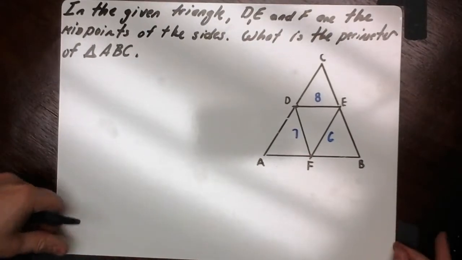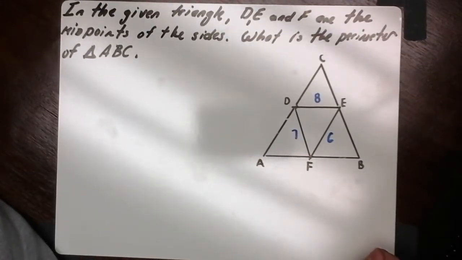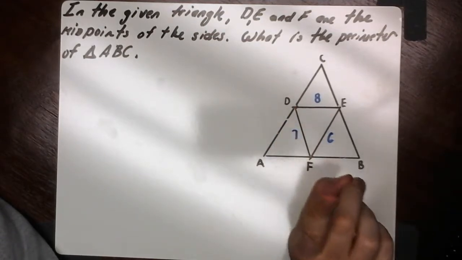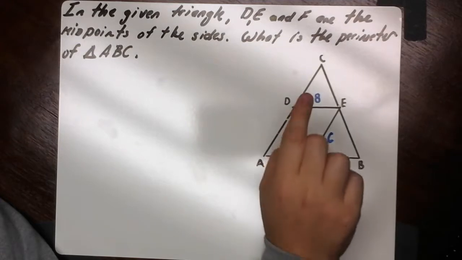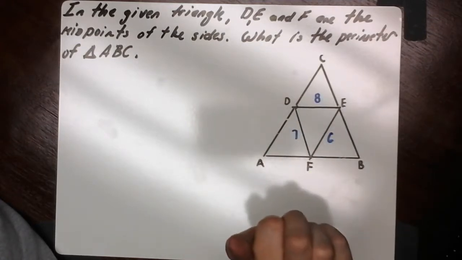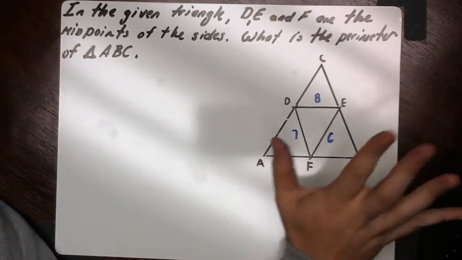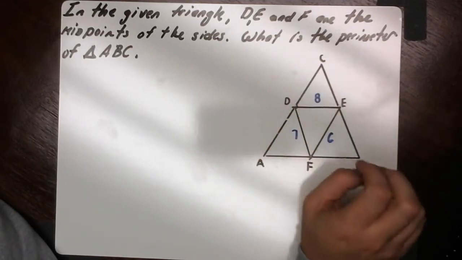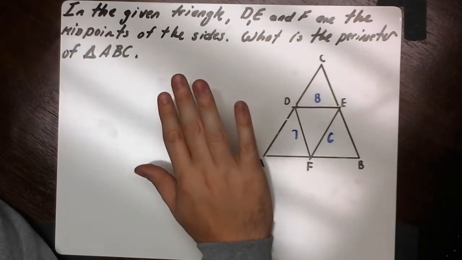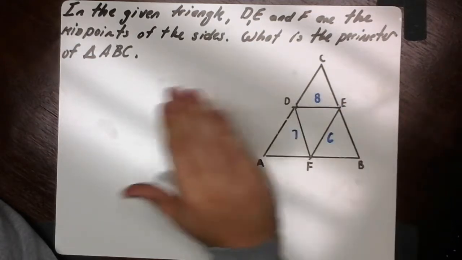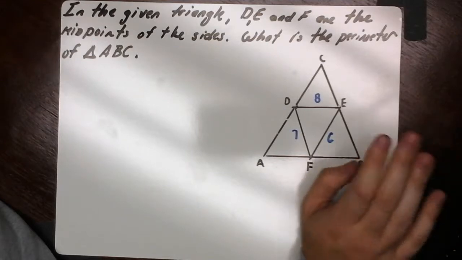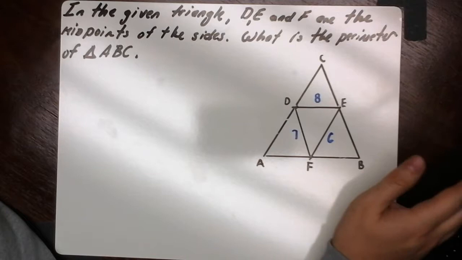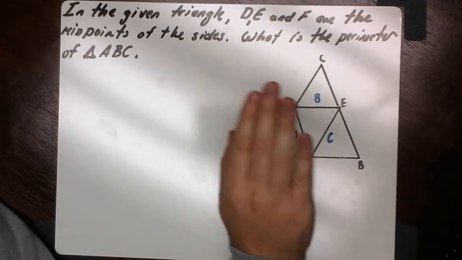This is a standardized test question, just so you guys know. In the given triangle, D, E, and F are the midpoints of the sides. What is the perimeter of triangle ABC? There's a couple of ways to do this. The first way is to add these up and then multiply the perimeter by 2. I can totally do that. I want you guys to recognize the relationship of the sides, so I'm going to do this the long way.